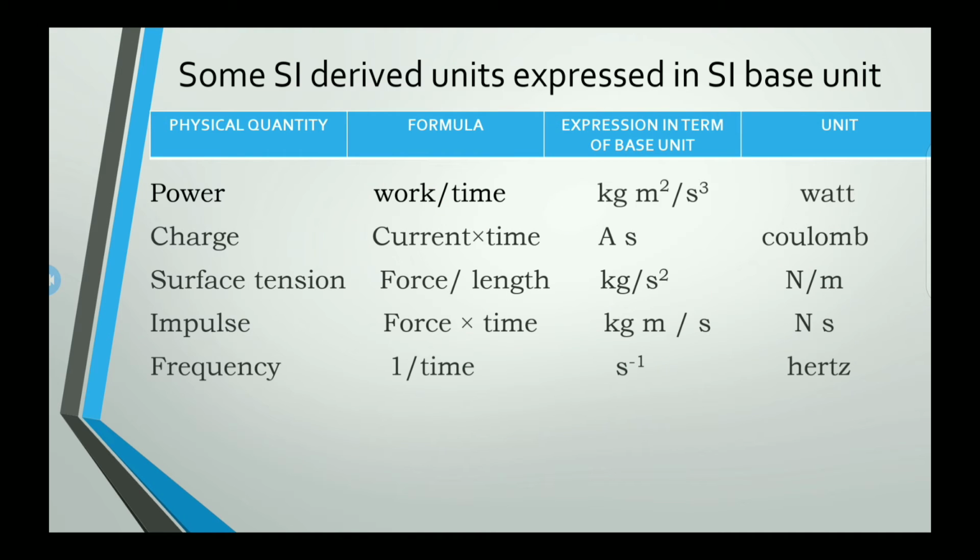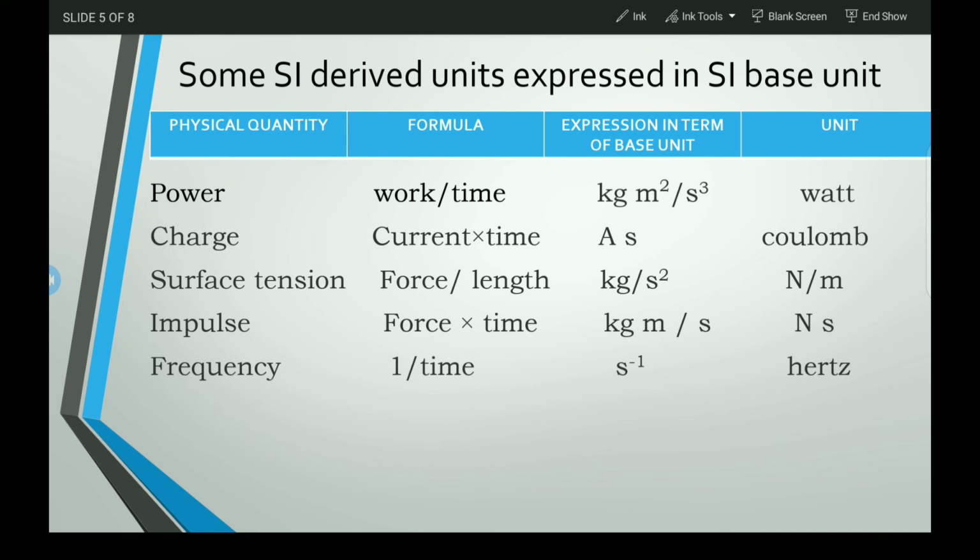Next physical quantity is power. The formula is work upon time. In the previous slide, we discussed that the unit for work is kilogram meter square per second square, and when it is divided by time, its unit becomes kg meter square per second cube, which is equal to watt.